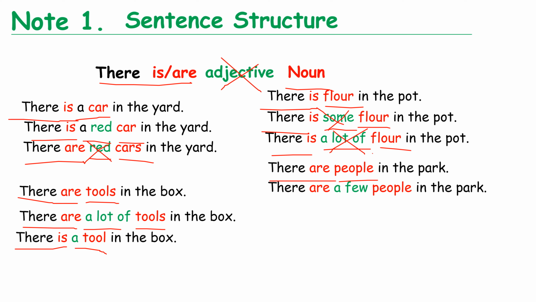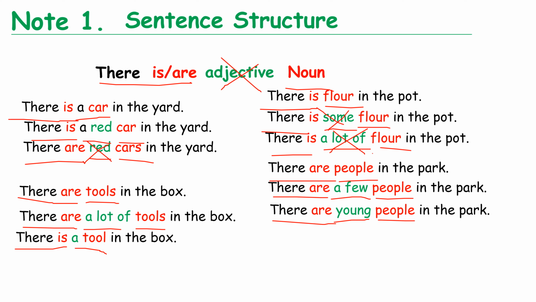There are a few people in the park. Here, we have an adjective that shows the quantity of the people. And as you'll see, we still say there are despite the article a because our noun is in the plural form. And a few is one expression that shows the quantity, and it plays no role in determining this expression there are. There are young people in the park. Once again, we have an adjective that comes between the noun and the expression there are, and it plays no role in determining the form of this expression there are, because we still have a noun that's in the plural form.